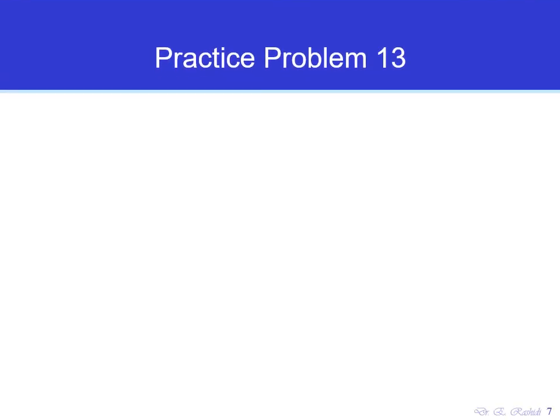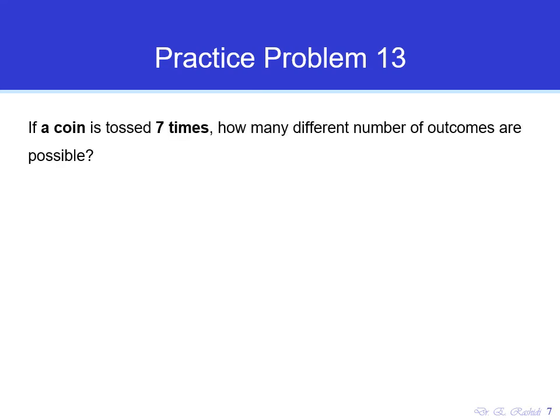This problem: if a coin is tossed 7 times, how many different outcomes are possible? So we have one coin, we toss it 1 time, 2 times, 3 times, 7 times. What would be the possible outcomes for this 7 tossing of a coin? Please pause, work on this problem, try to see how you can solve it, and after that come back to see the solution.